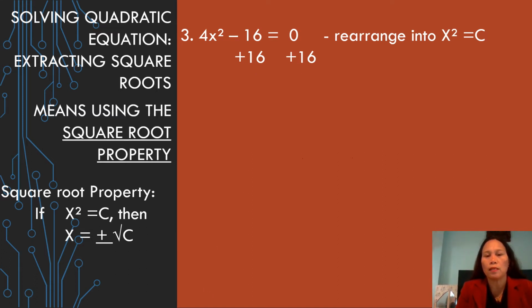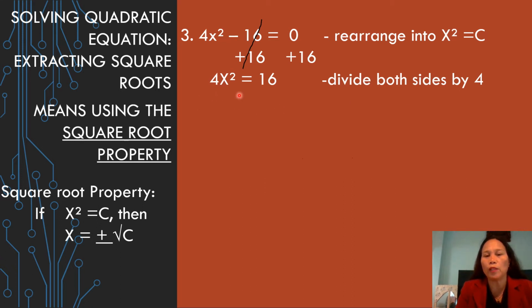So that is plus 16 plus 16, and this is 0. On the other side, we have 0 plus 16, and that is 16. So what is left on this side is 4x squared is equal to 16. Now, hindi pa rin siya ready kasi meron pa siyang 4 na naiiwan dito. Dapat kasi x squared lang matitira dito. Following that form. So anong gagawin natin? Divide both sides by 4.